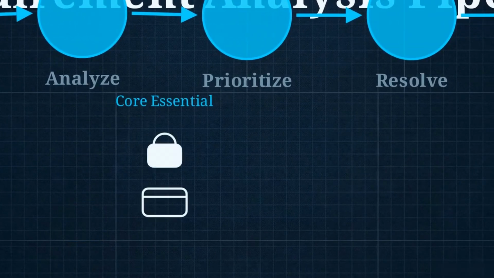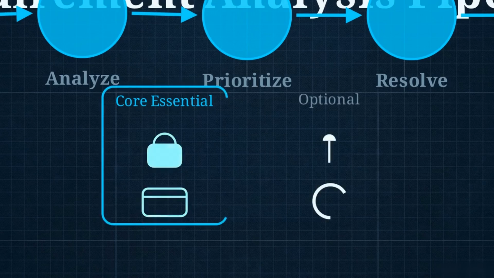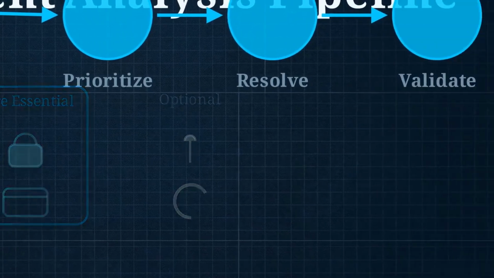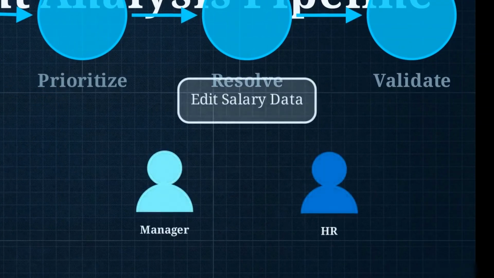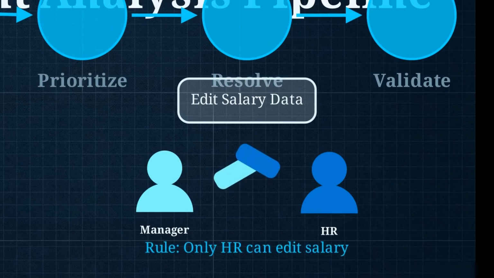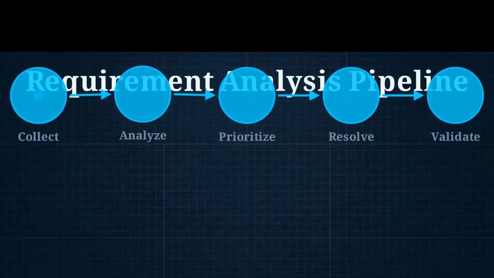Next, we prioritize. For a food delivery app, logging in and processing payments are core essential functions. Custom UI themes and dark mode are optional enhancements. The essential features are scheduled first. Then, we resolve conflicts. If a company manager wants employees to edit their own salary data, but HR insists only HR should have that access, the development team must mediate with stakeholders to establish a single operational truth. Together, these sequential steps function as an algorithm, converting subjective human desires into strict, non-contradictory rules.